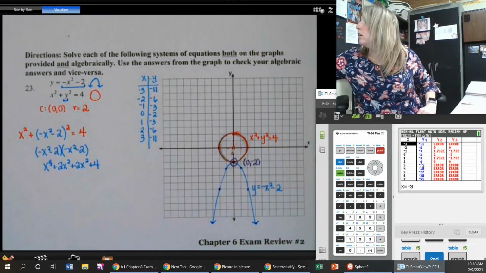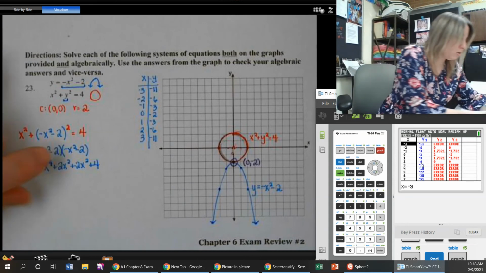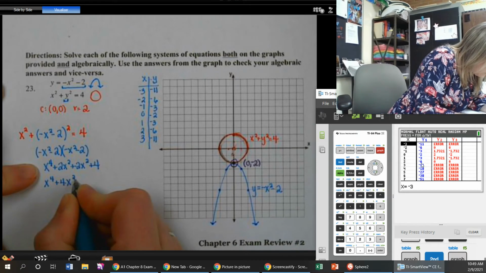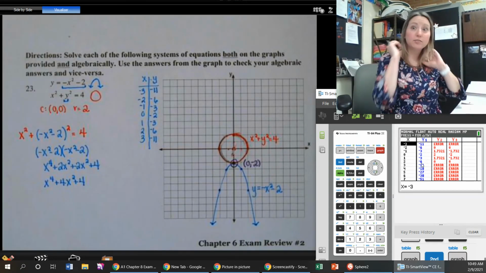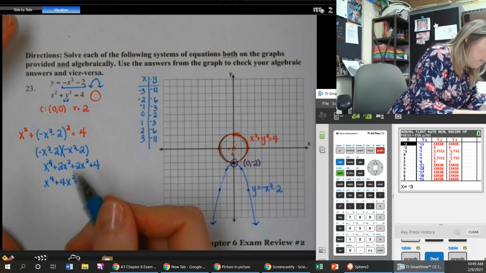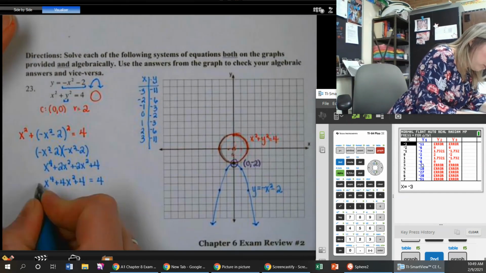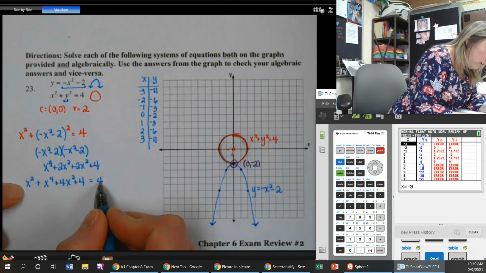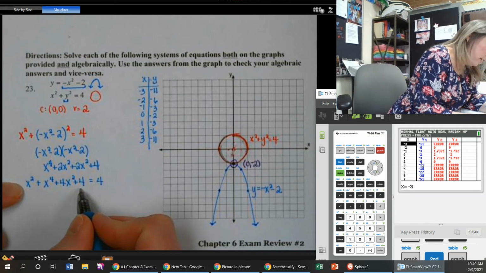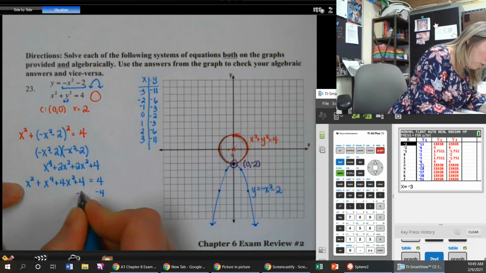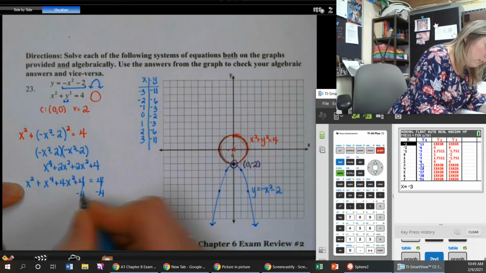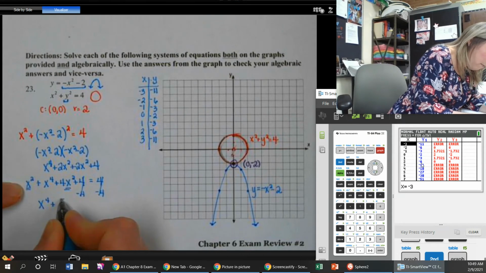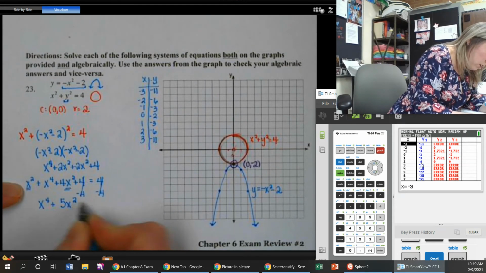We're going to combine like terms: x to the 4th plus 4x squared plus 4. Looking good so far. And then equals 4 over here. We'll bring down this guy from before, and now we'll add those up and bring this 4 over. Let's get standard form. So subtract this 4 over. They cancel on both sides. These two combine to give me x to the 4th plus 5x squared equals 0.